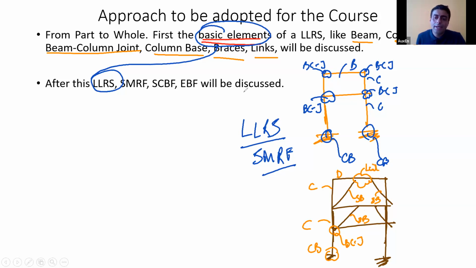So when I integrate or put these elements together, then I get my lateral load resisting system. This type of system will be called an eccentric braced frame. So in the code, three lateral load resisting systems have been detailed, and they are the special moment resisting frame, the special concentrically braced frame, and the eccentrically braced frame.